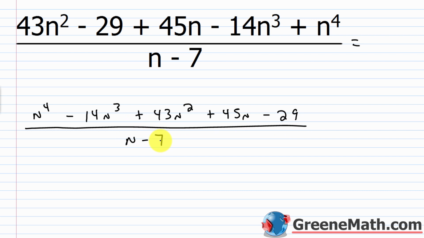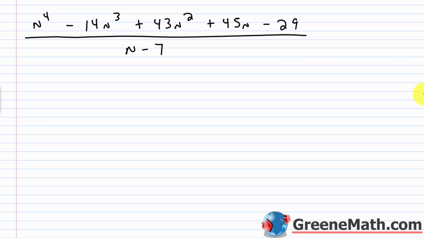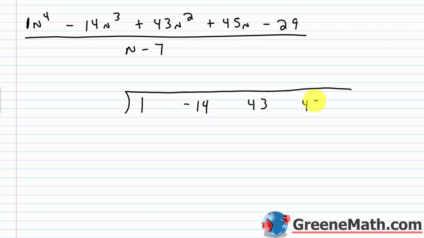Again, what I want to do is take the numerical information from the dividend. So I'm going to make my little long division symbol. My numerical information, I start out with this. I have a 1 as the coefficient for n to the 4th power, so I put a 1. I've got a negative 14 as the coefficient for n cubed, so I put a negative 14. So on and so forth. So I put a 43, I put a 45, and I put a negative 29.